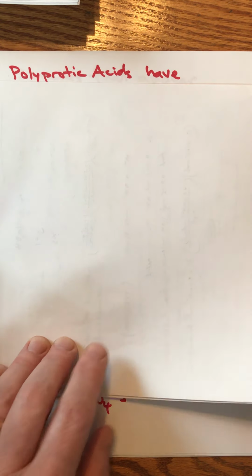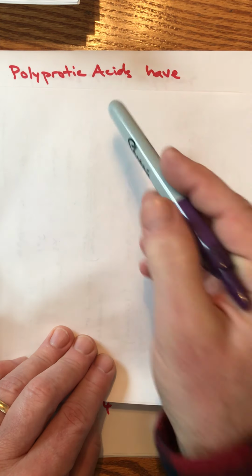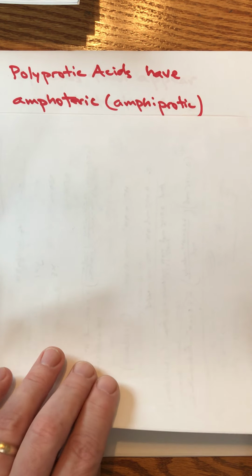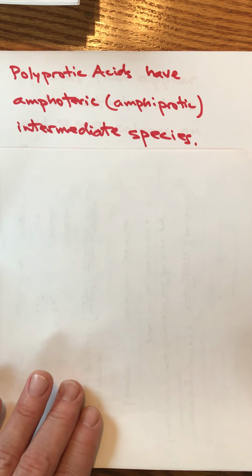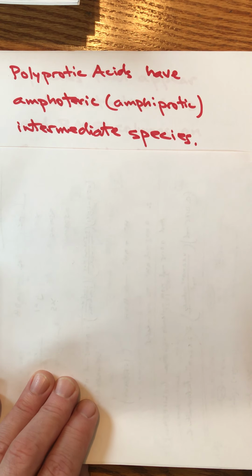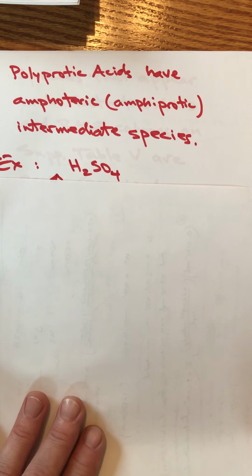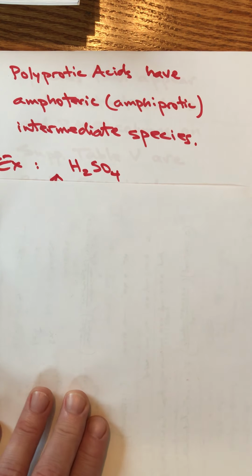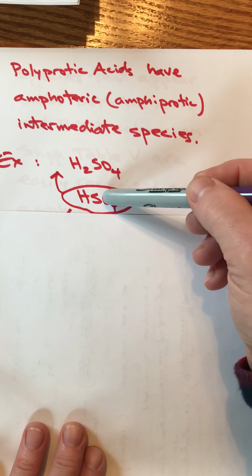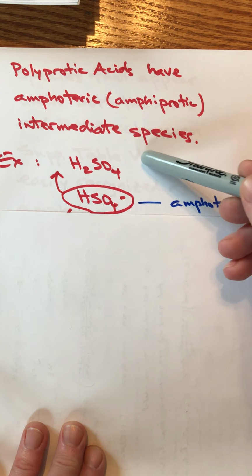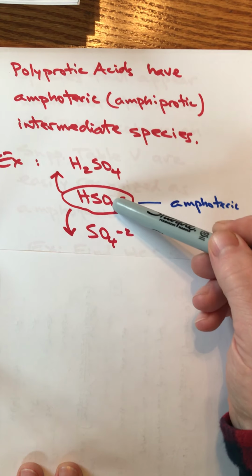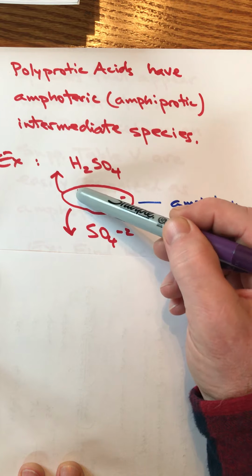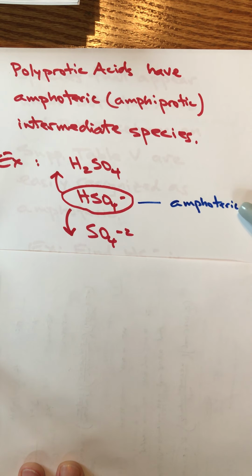One of the things you're going to find out is that polyprotic acids, acids with more than one proton, so the subscript on H isn't 1, have amphoteric or amphiprotic intermediate species. That sounds pretty fancy schmancy. What's that mean? Here's H2SO4. That's a polyprotic acid. It's got 2 protons up front here, 2 hydrogens. So if I removed one of them, I could be HSO4-, but I have another one to give. I could be SO4 -2. This intermediate species here, somewhere in the middle, I could gain that proton back and act like a base, or I can donate the other one and act like an acid. It's amphoteric.